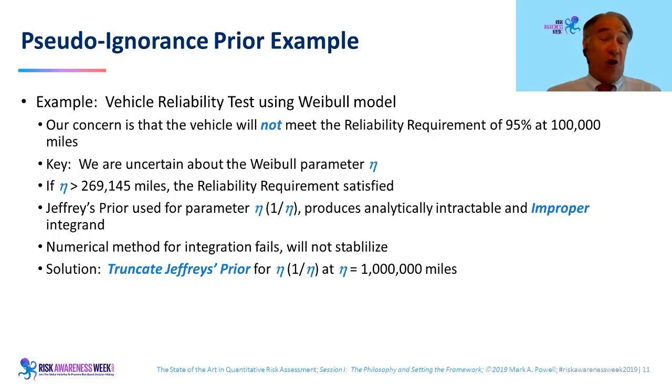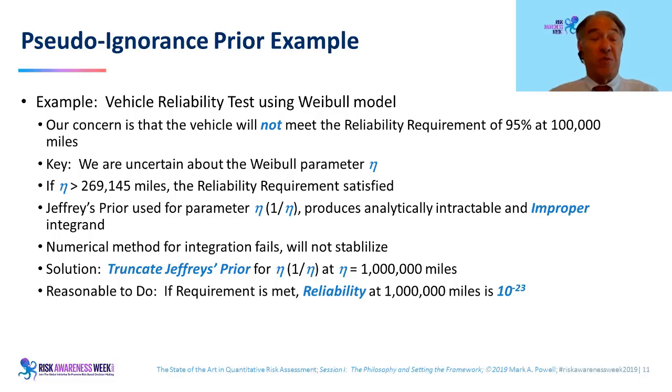Now, first off, let's look at the engineering judgment involved here. It's very reasonable too. If the requirement is actually satisfied, the reliability out at 1,000,000 miles is 10 to the minus 23. It's negligible. Totally small, extremely small. Can't even measure it. So it's very reasonable. The question is, will it stabilize?